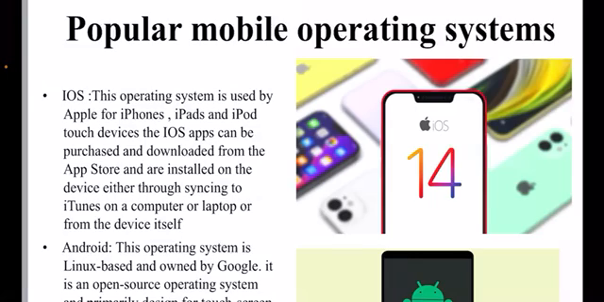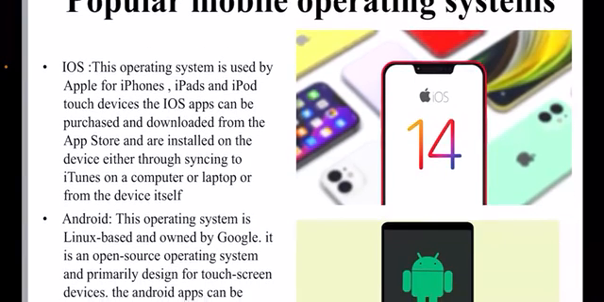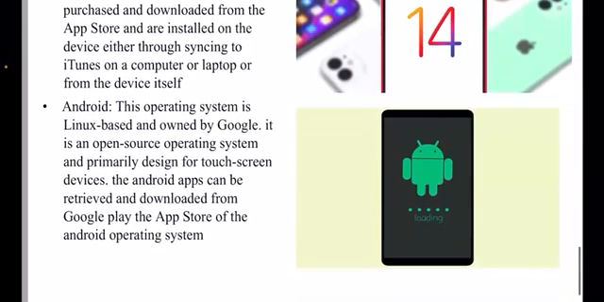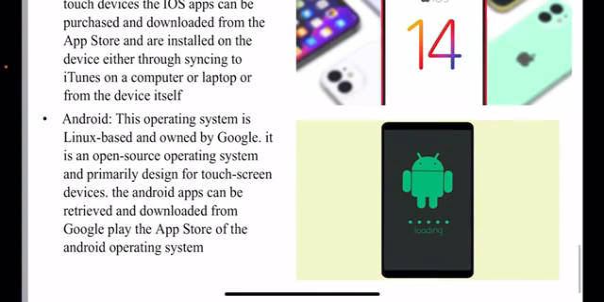The iOS apps can be purchased and downloaded from the App Store and are installed on the device either through syncing to iTunes on a computer or laptop or from the device itself. Now, Android. This operating system is Linux-based and owned by Google. It is an open-source operating system and primarily designed for touchscreen devices. The Android apps can be retrieved and downloaded from Google Play, the app store of the Android operating system.